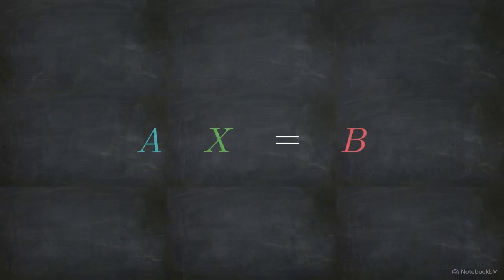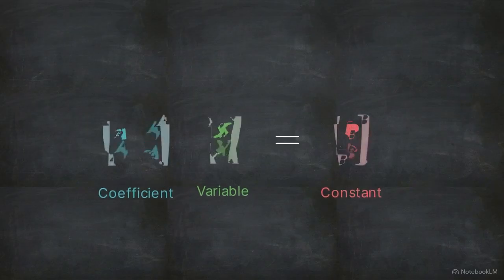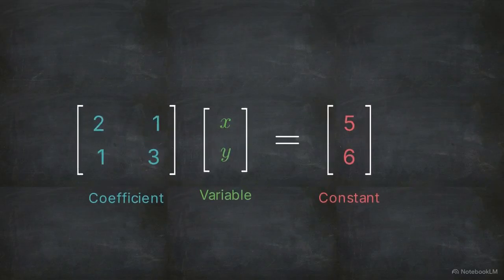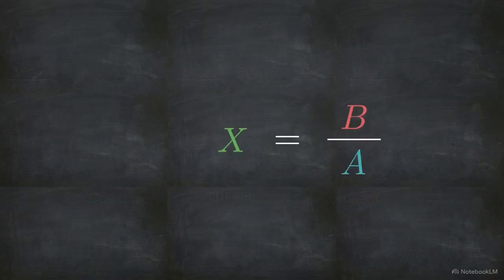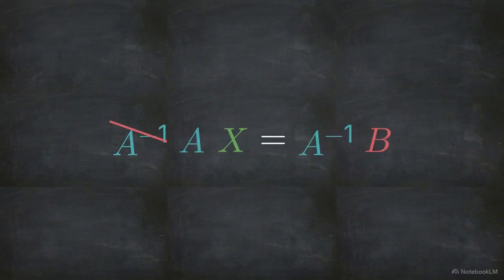We can treat the entire multivariable system as a single equation: A times x equals b. Here, A is the coefficient matrix, x is the variable matrix, and b is the constant matrix. We map the original numbers from our example into this structural formula. Normally, we would isolate x by dividing by A, but in matrix algebra, division does not exist. Instead, we find the inverse of matrix A, denoted as A inverse.